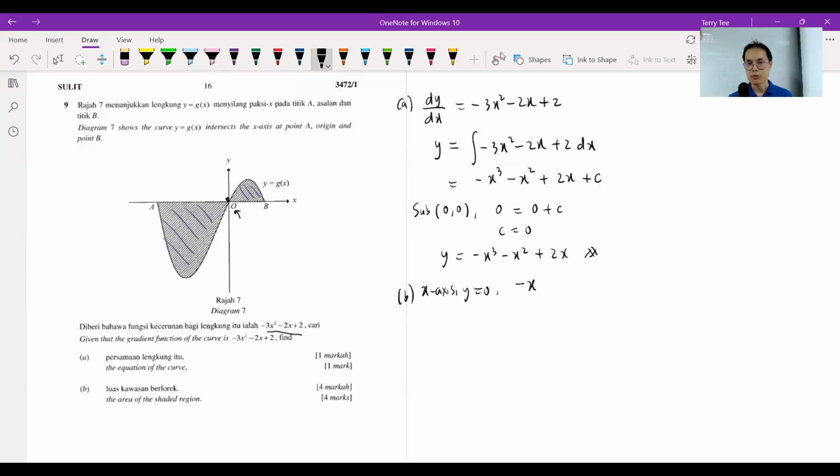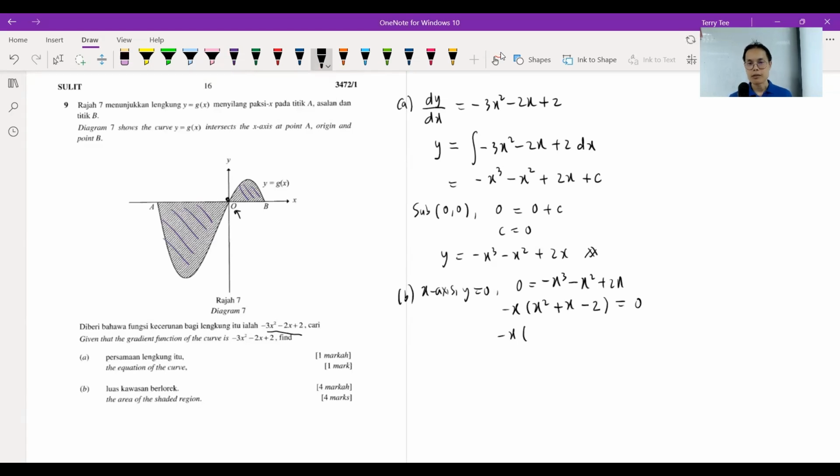Okay, let me write 0 equals negative x cubed minus x squared plus 2x. For me, I don't like the negative. It's a bit hard to factorize. So I'm going to take out negative x from here. This will be x squared minus x, minus minus you take out becomes a positive, minus 2. I factorize the negative.